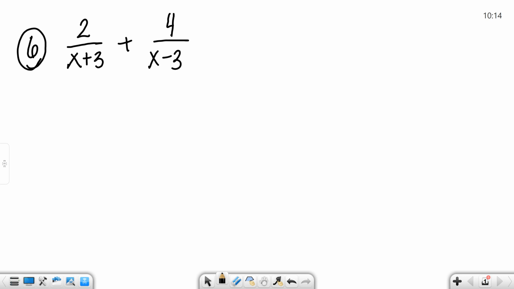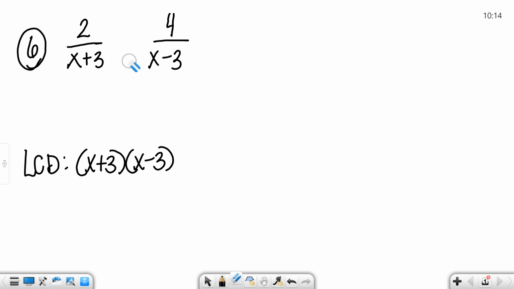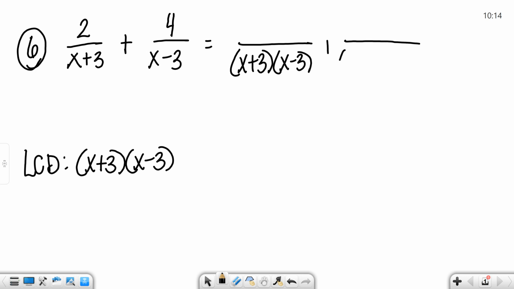So we're going to add these two. Now again, these are the same fractions that I used above. So we've already found the least common denominator, and it was x plus 3 times x minus 3. Both fractions are now going to have the least common denominator. Now we have to figure out what the numerators are, because they're not just 2 and 4 anymore.